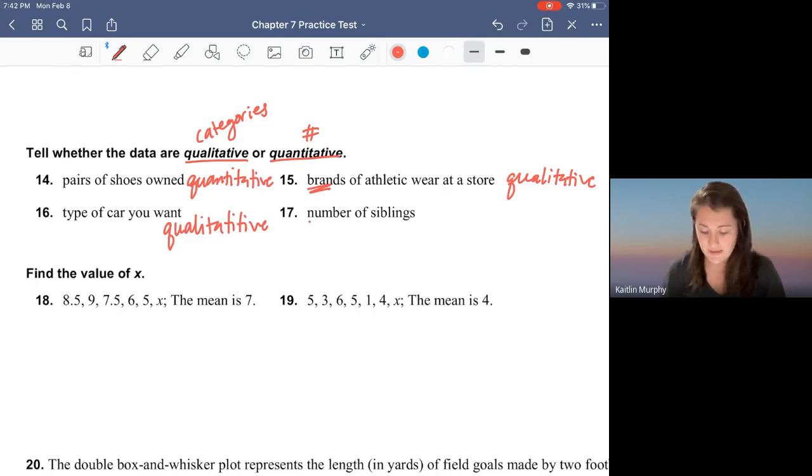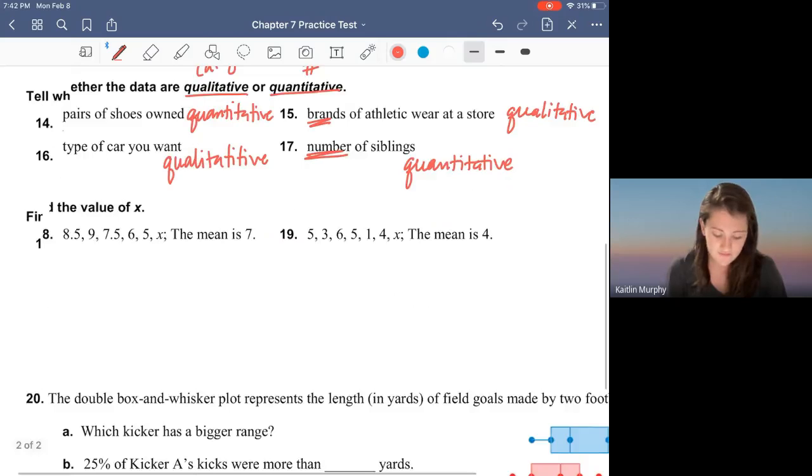And number of siblings. So that's a number of siblings. That makes sense. So we could average, find out how many siblings our classmates have on average. So that is quantitative. Remember to be careful with those ones we talked about in the notes, like jersey numbers or telephone numbers. Those are numbers, but it doesn't make sense to average them. So they would still be qualitative.